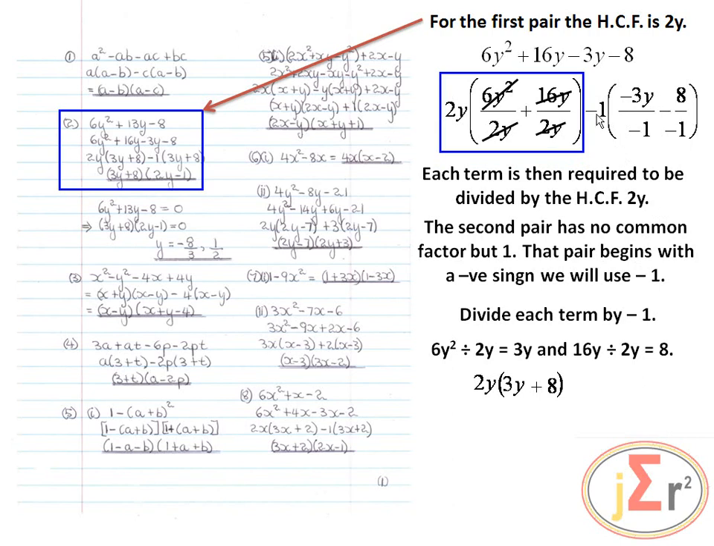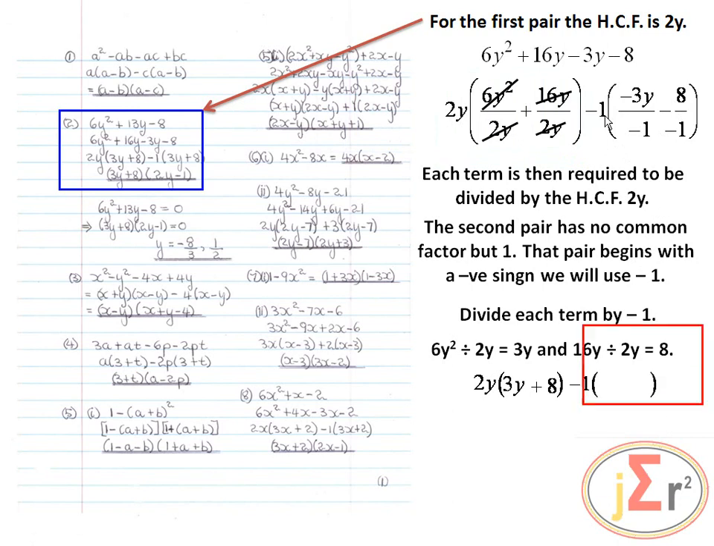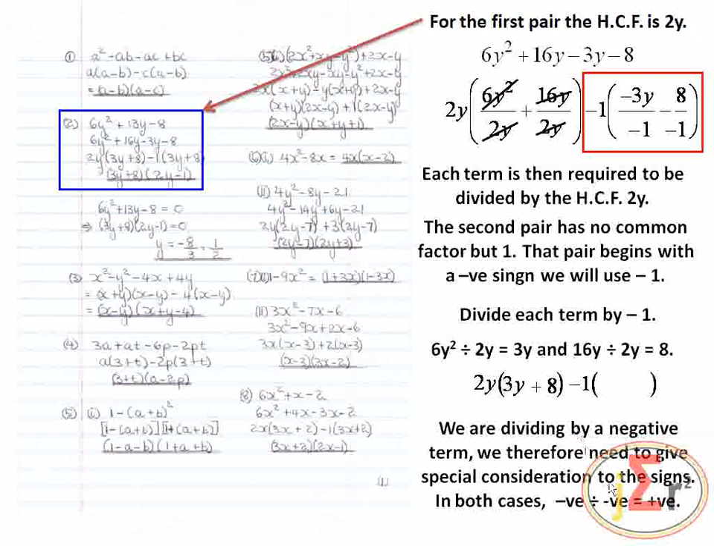So we will have a negative 1 for our common factor here, and each term in the brackets will be positive. So we are dividing by a negative term. We therefore need to give special consideration to the signs. In both cases, negative divided by negative is positive. There we have it.